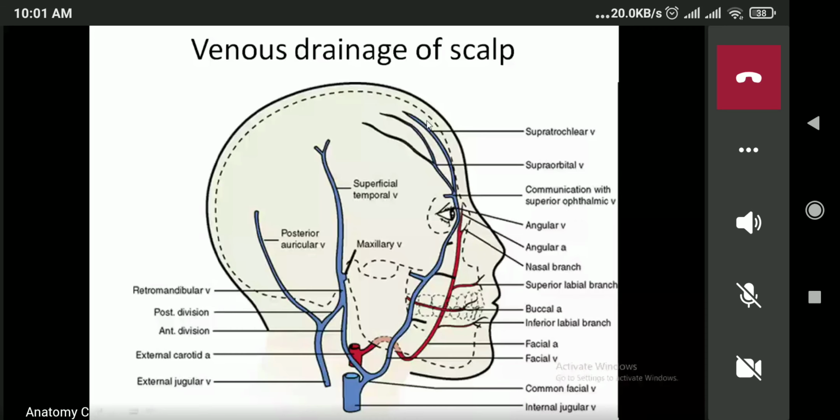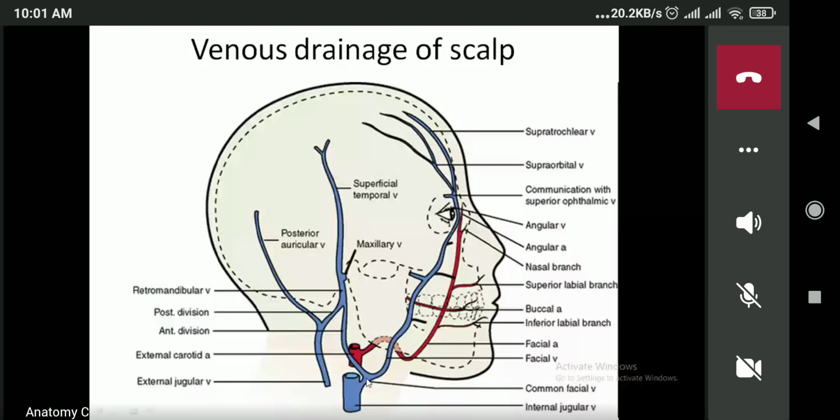So the same angular vein receives a number of other tributaries and runs obliquely through the face to form the facial vein. Now this facial vein unites with the anterior division of the retromandibular vein to form the common facial vein, which finally drains into the internal jugular vein.